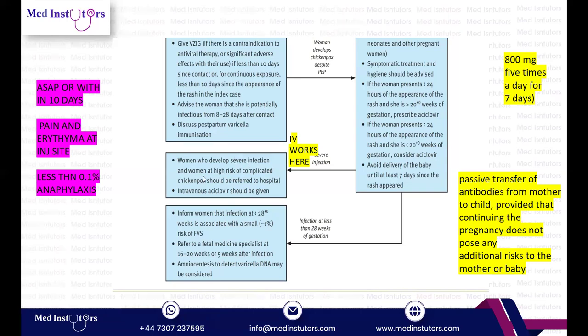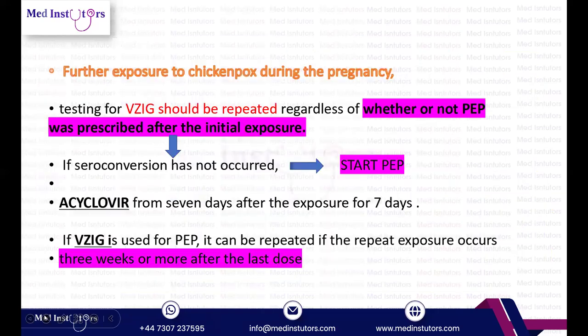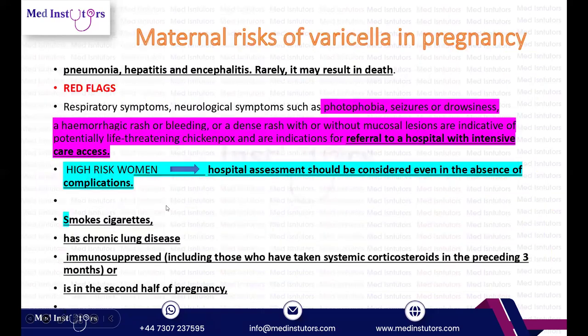But there are certain other women, like women at high risk of getting complications. Which are these women? These are anyone who smokes, has a chronic lung disease, who is immunosuppressed, even including those who have been taking systemic corticosteroids for the preceding 3 months, or even the woman who is in the second half of the pregnancy. If you find any of these features, straight away hospital assessment should be considered, even in the absence of complication.